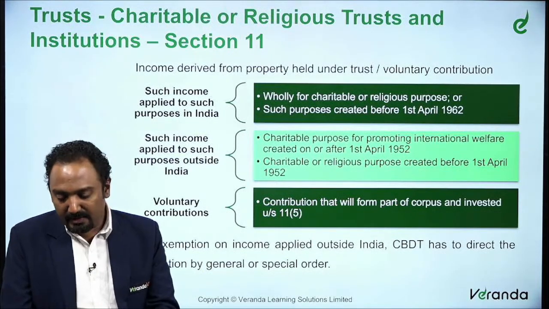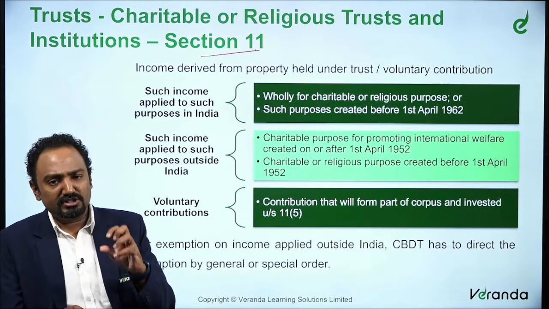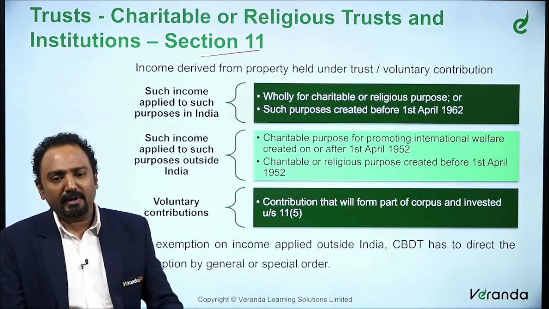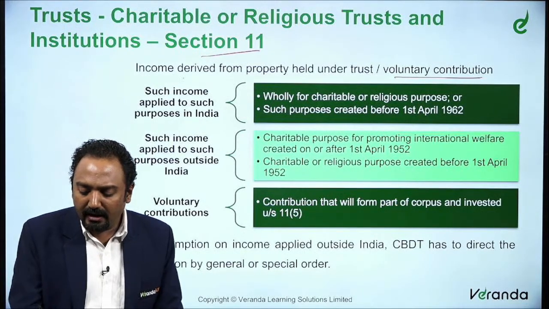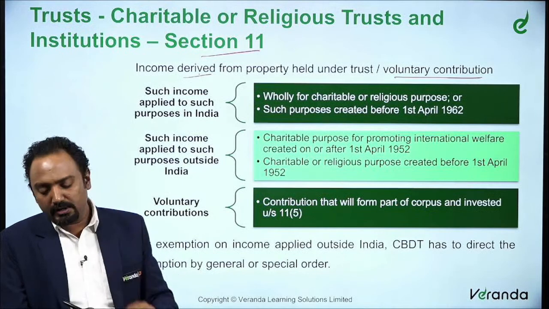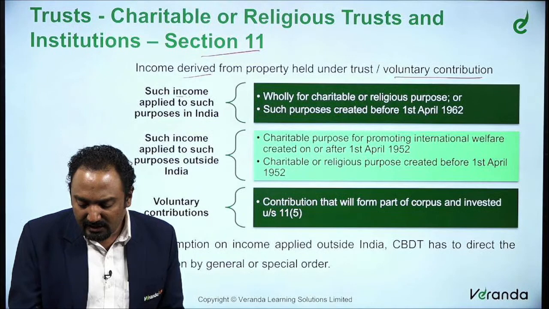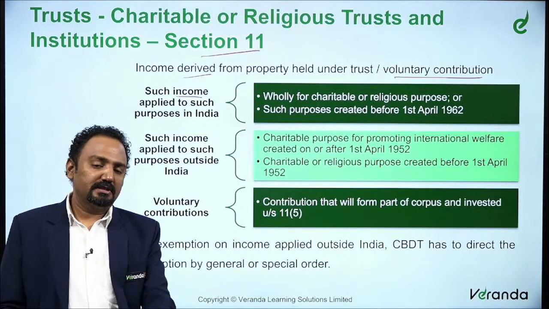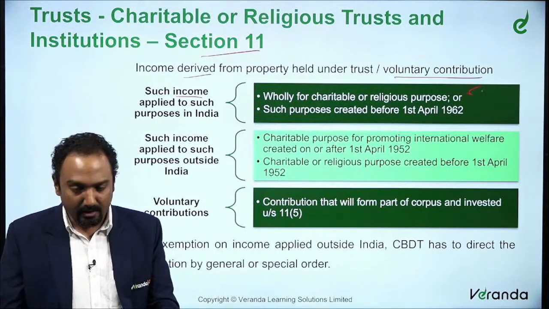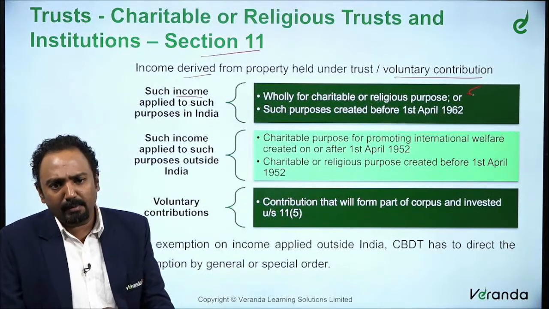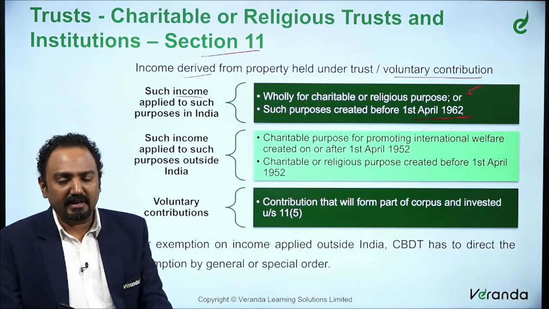The last area that we will be covering is section 11. What is section 11? It just talks about what is the income of a particular trust. So it could basically be a voluntary contribution and any income derived from the property. So these are the two incomes. An income is treated as an income only when such income is applied to such purpose in India. So it must be spent for some purposes in India. It could either be for holy or charitable purposes or any other purpose which is created before 1st April 1962.